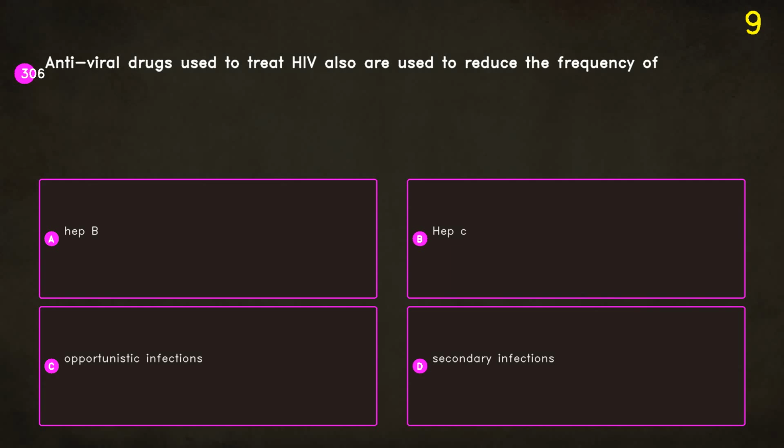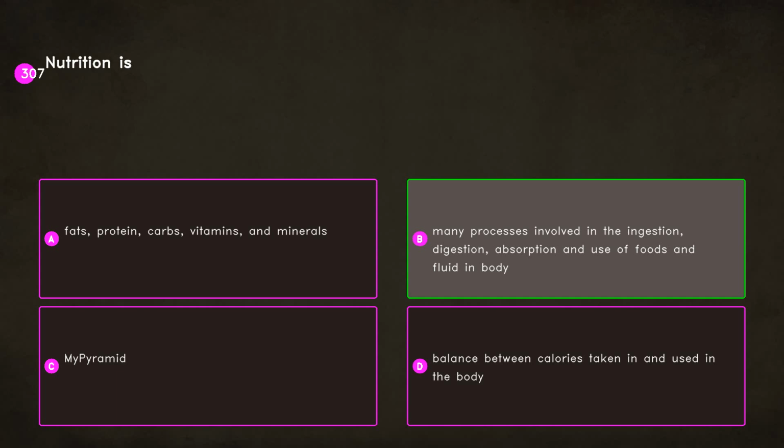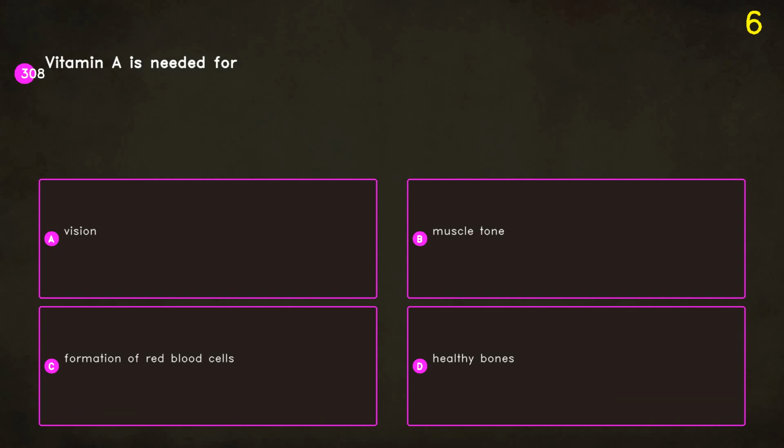Question 306. Antiviral drugs used to treat HIV also are used to reduce the frequency of A. Hep B, B. Hep C, C. Opportunistic infections, D. Secondary infections. The correct answer is opportunistic infection. Question 307. Nutrition is A. Fats, protein, carbs, vitamins, and minerals, B. Many processes involved in the ingestion, digestion, absorption and use of foods and fluid in the body, C. MyPyramid, D. Balance between calories taken in and used in the body. The correct answer is many processes involved in the ingestion, digestion, absorption and use of foods and fluid in the body. Question 308. Vitamin A is needed for A. Vision, B. Muscle tone, C. Formation of red blood cells, D. Healthy bones. The correct answer is vision.